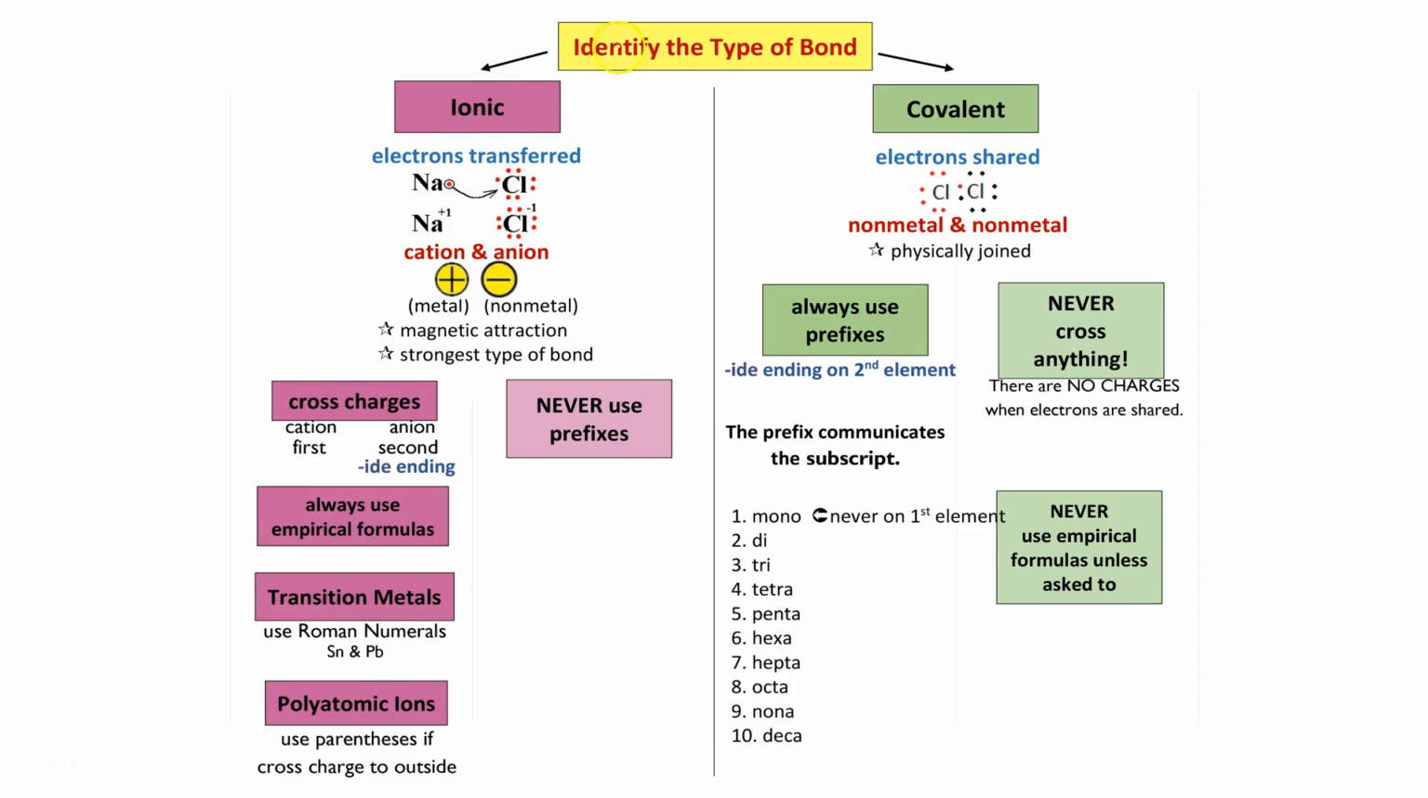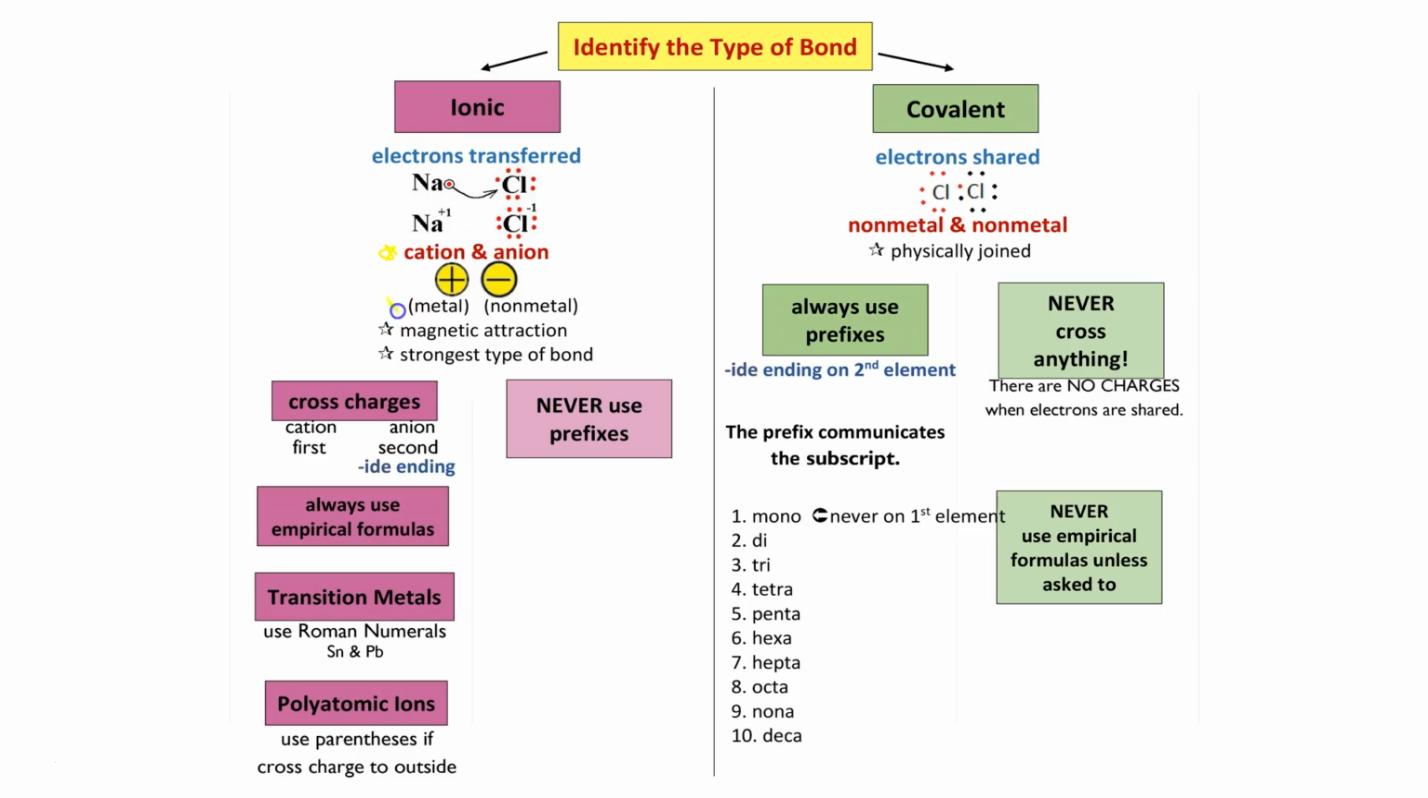It's not that bad. To identify the type of bond, you've got two choices: it's either ionic or covalent. As a review, remember that in ionic compounds, electrons are transferred, and in covalent, they are shared. The transferred part is the key for ionic. You've got to have a cation and an anion. That is how you identify an ionic compound.